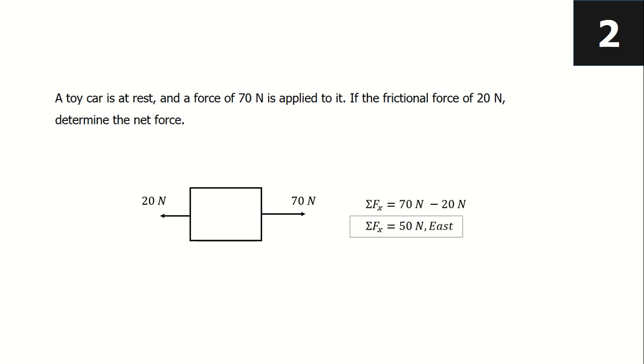When we sum the forces along the x to get the net force, what we will get is a positive 70 newtons minus 20 newtons. And the difference will be 50 newtons. The net force will be equal to 50 newtons directed to the east.